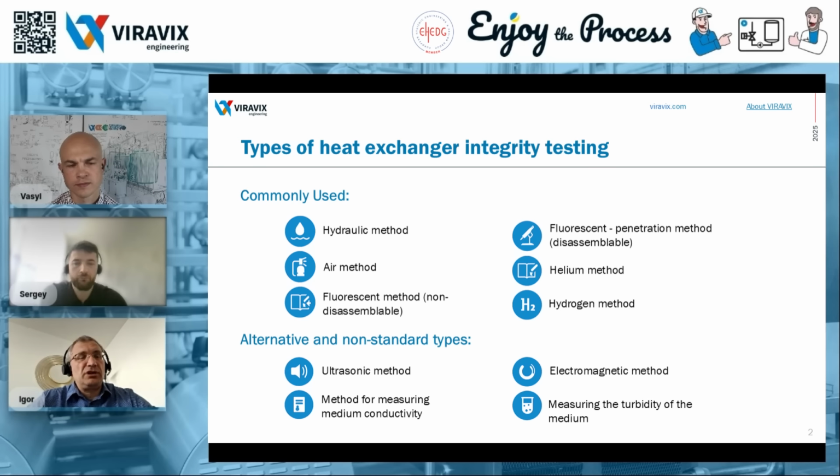Another way to classify these methods is by their level of accuracy. And in this regard, it can be said that the hydraulic and air methods are considered less accurate than, for example, the helium method. Fluorescent method, well, probably in the middle.